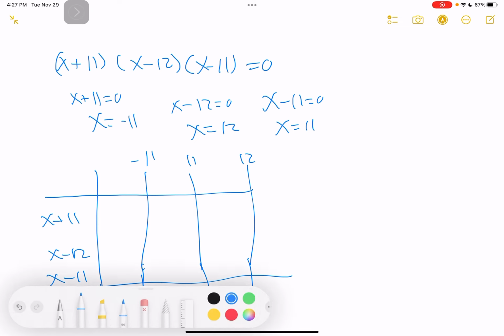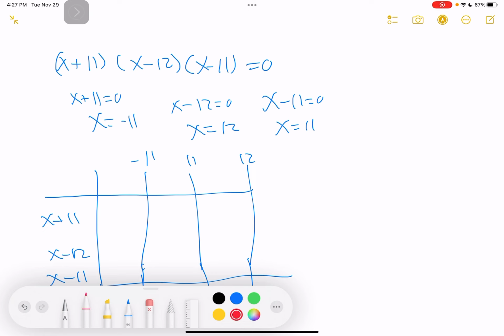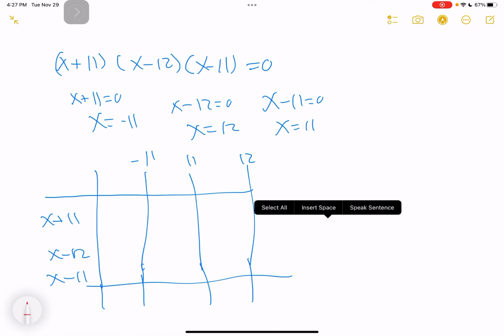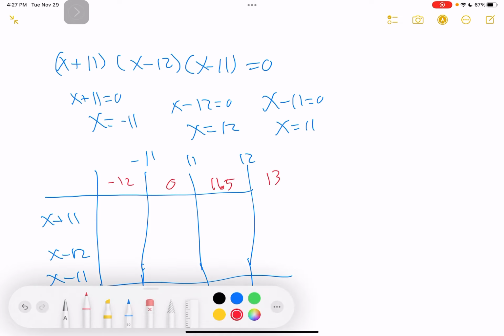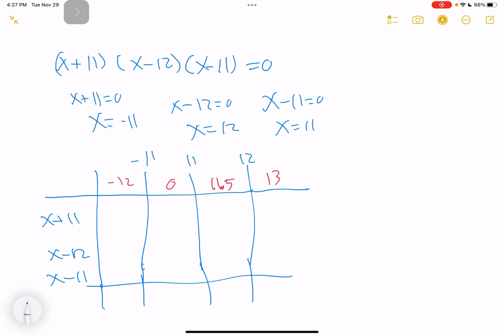Okay, now we need some test values, so I'll change that to red. A number that's smaller than negative 11 and negative 12. Between negative 11 and 11 is 0. Between 11 and 12 would be 11.5. And bigger than 12 would be 13. I could extend that line a little bit.